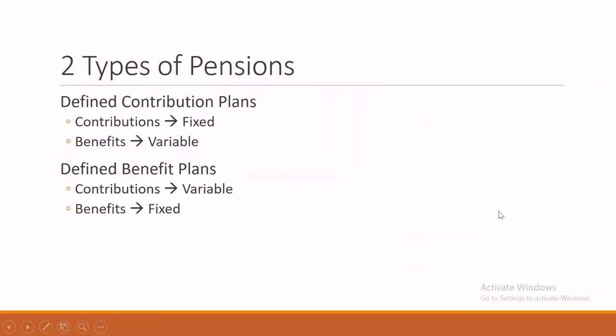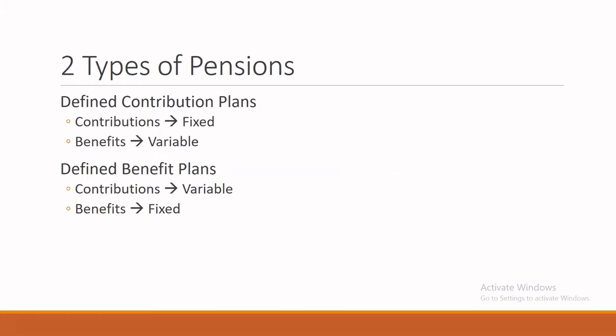And that's important to know for when we do our journal entries, like what the employer is responsible for. So there's two types of pension plans that we're going to talk about. There's defined contribution plans and defined benefit plans. So we'll talk about both of them. We're going to go through the journal entries for both and figure out how they are different.